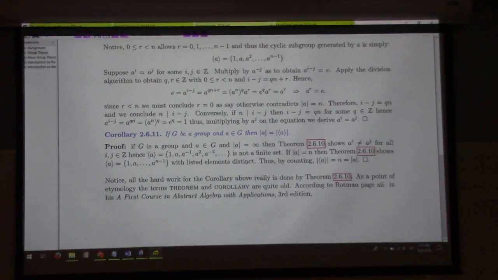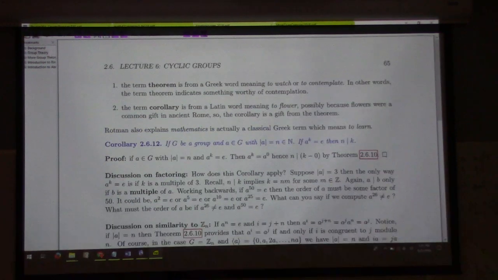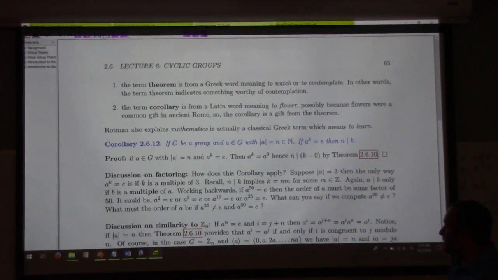At this point, I share with you some really cool terminology from Rotman's abstract algebra. If you ever have a chance to read Rotman's writings, do so. He's an amazing author. He passed on a year or two ago, which is unfortunate because he's really one of the great mathematical authors of our time. Phenomenal author. And here's what he shares. The term theorem is from a Greek word meaning to watch or to contemplate. So a theorem is something worthy of contemplation.